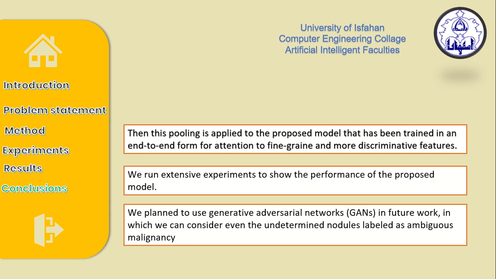In conclusion, this pooling is applied to the proposed model, trained end-to-end, to obtain attention, fine-grained, and more discriminative features. We ran extensive experiments to show the performance of the proposed model. We plan to use generative adversarial networks (GANs) in future work, which can consider even the undetermined nodules labeled as ambiguous malignancy.